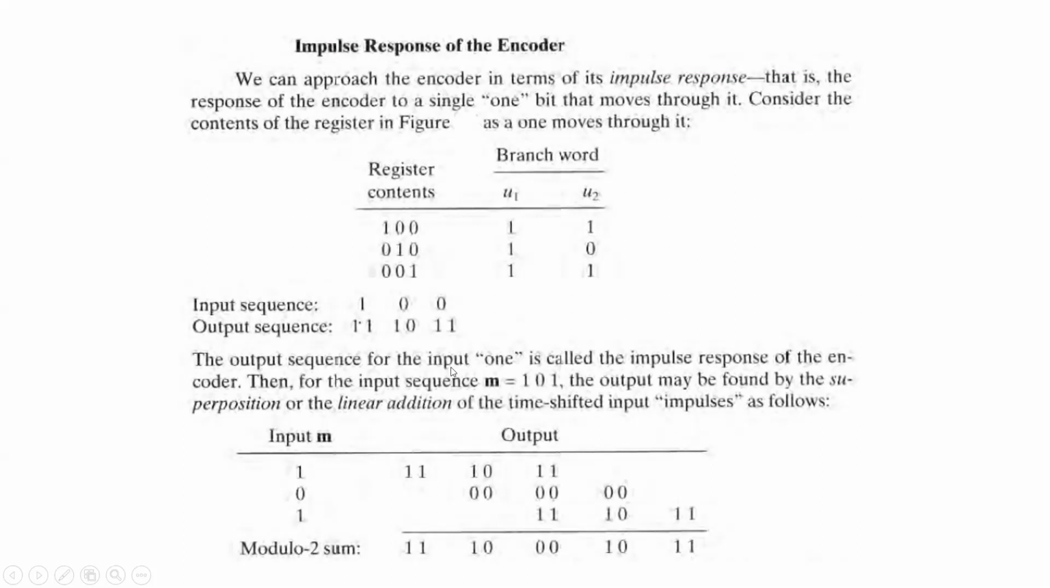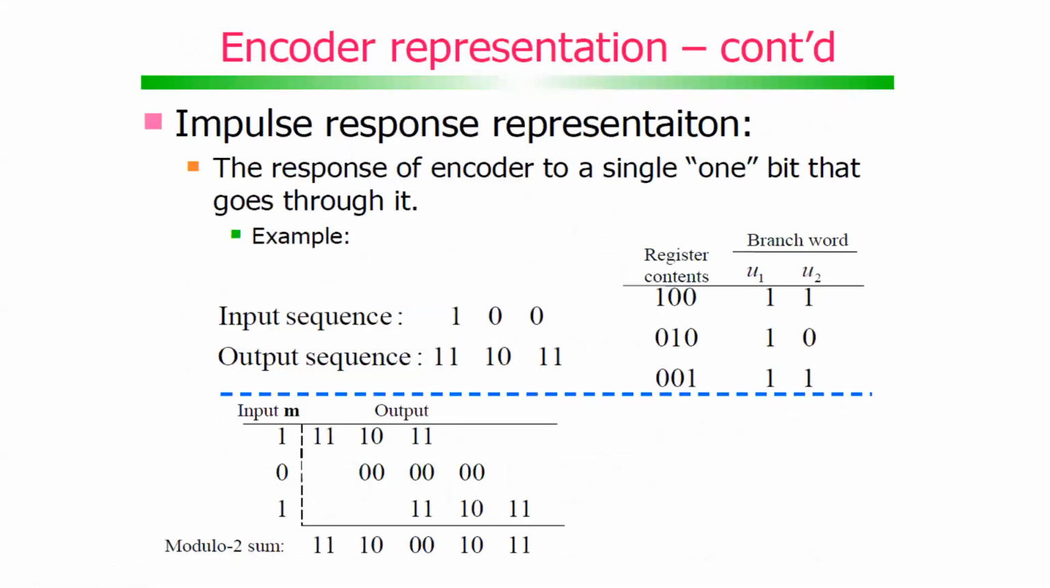The output sequence for the input 1 is called the impulse response of the encoder. Then for the input sequence 1 0 1, the output may be found by superposition, or the linear addition of the time shifted input impulses, as follows. Because the output is the superposition of the time shifted input pulses, these codes are known as convolutional codes. This is the impulse response, which I have just explained.